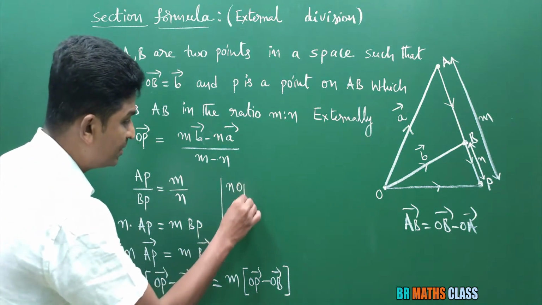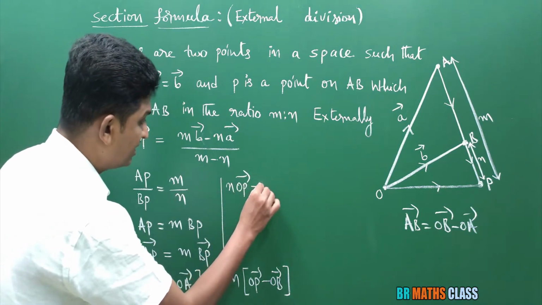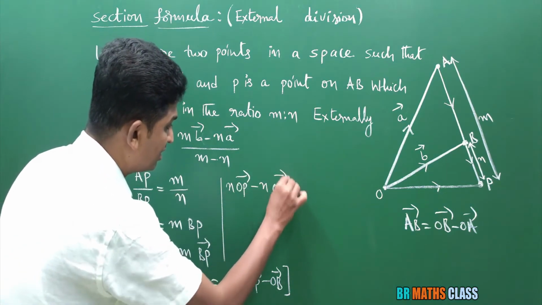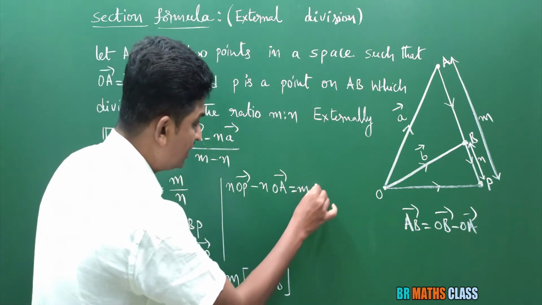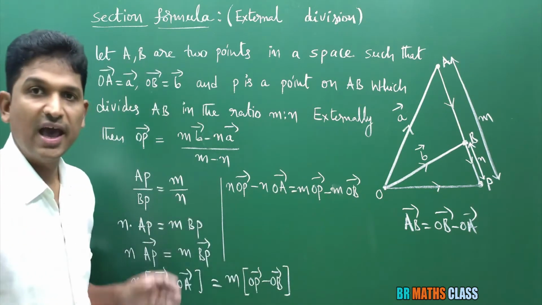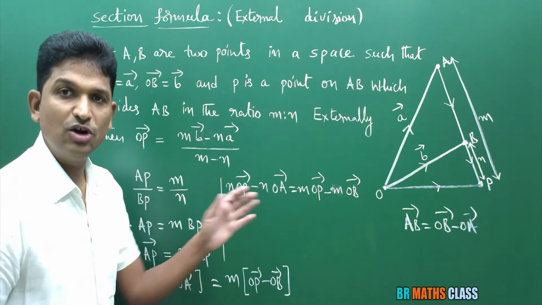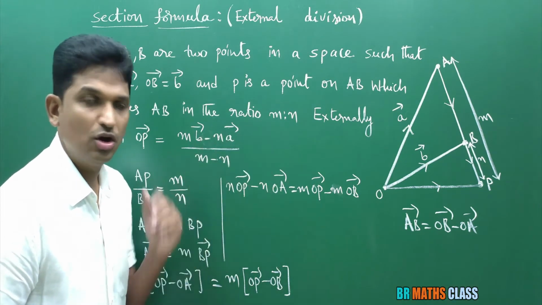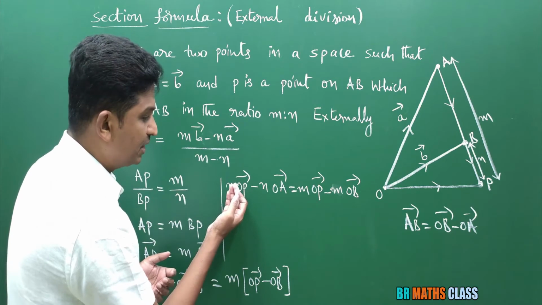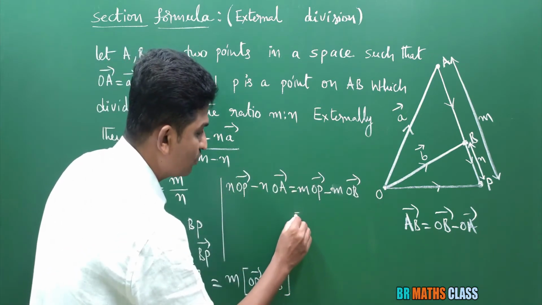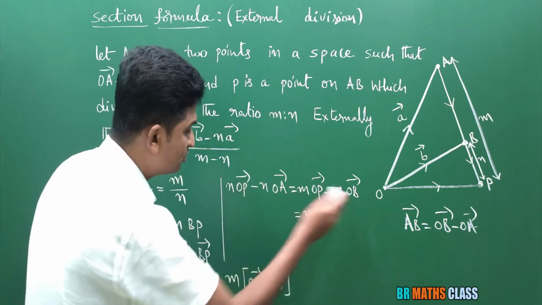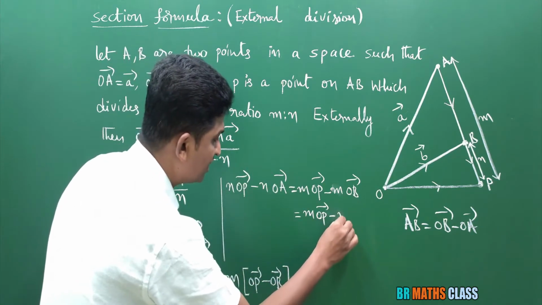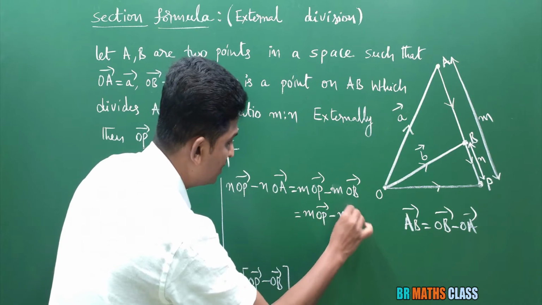N into OP bar minus N into OA bar equal to, multiply this quantity with M, what you will get? M into OP bar. Okay, as I am trying for OP bar, I will write all OP bar terms at one side, remaining all other side. Plus N into OP bar, I will take it to the right hand side. Then what you will get? Already here M into OP bar is there. You take this to this side, as it is plus, this will become minus N into OP bar.